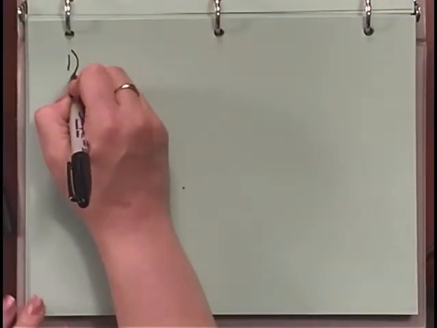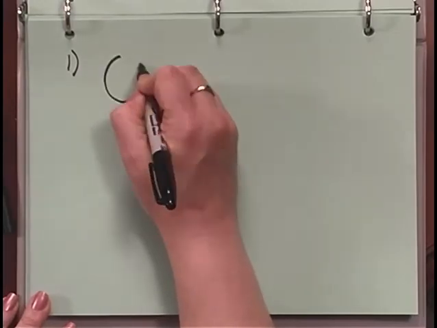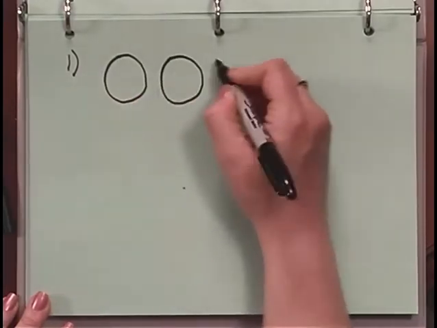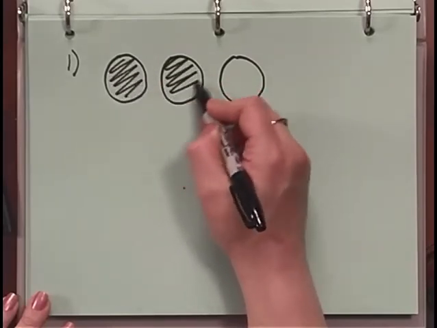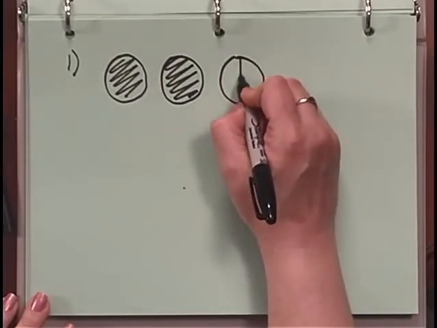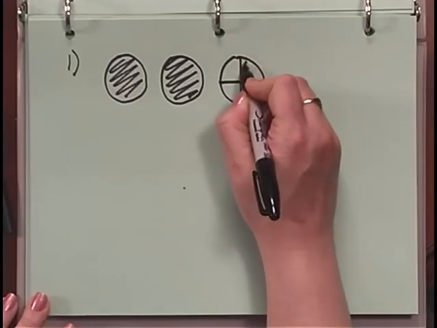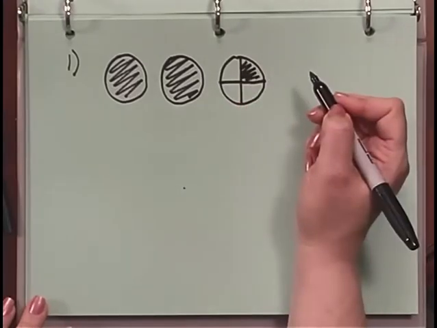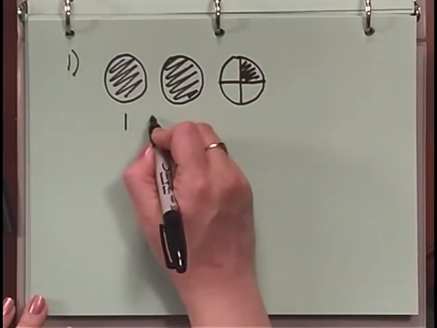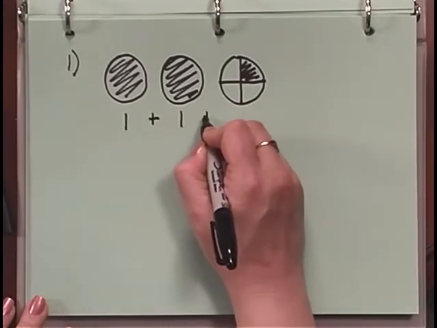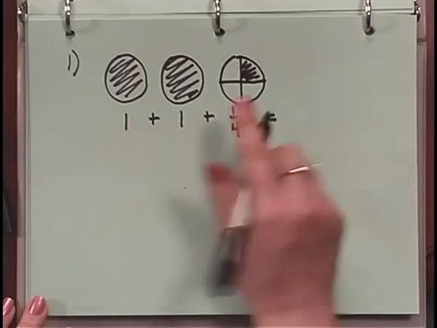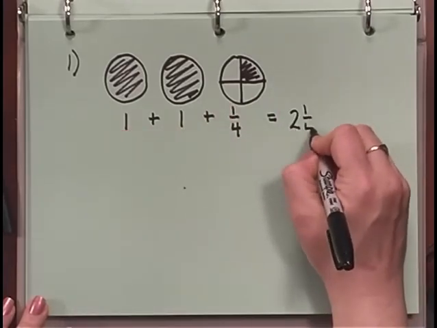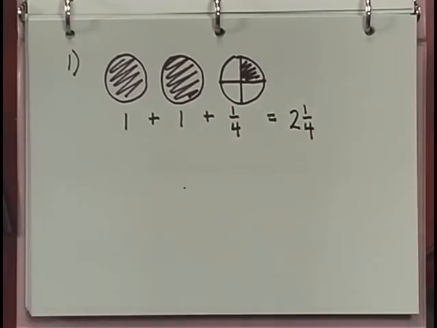In example number 1, you're given a diagram similar to the one I just drew for you. The first 2 circles are completely shaded, but the third circle has been divided up into 4 equal parts with only one of those parts shaded. So this is 1 whole plus another whole plus a fourth of a whole. So this is 2 wholes and 1/4 of a whole. That is the mixed number 2 1/4.